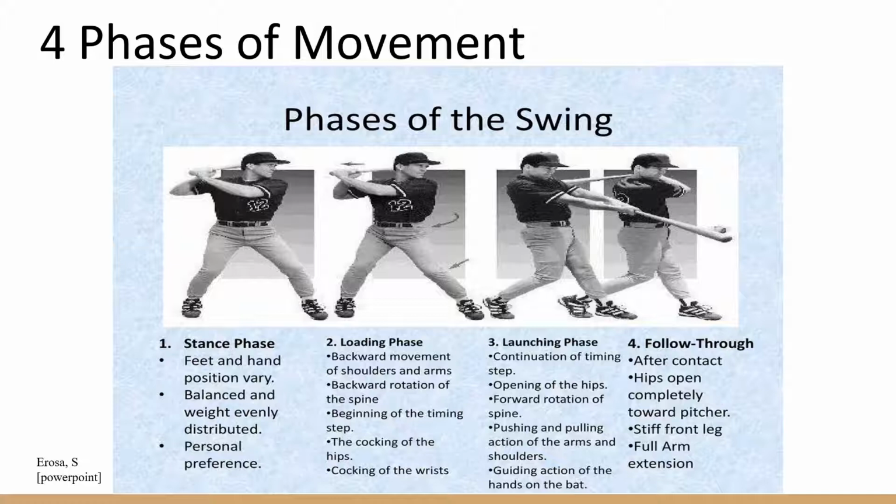The third phase is called the launching phase. During the launching phase, the player forwardly rotates their spine, begins to open their hips towards the pitcher, and guides the action of the bat with their hands. This is the phase where the ball comes into contact with the bat.